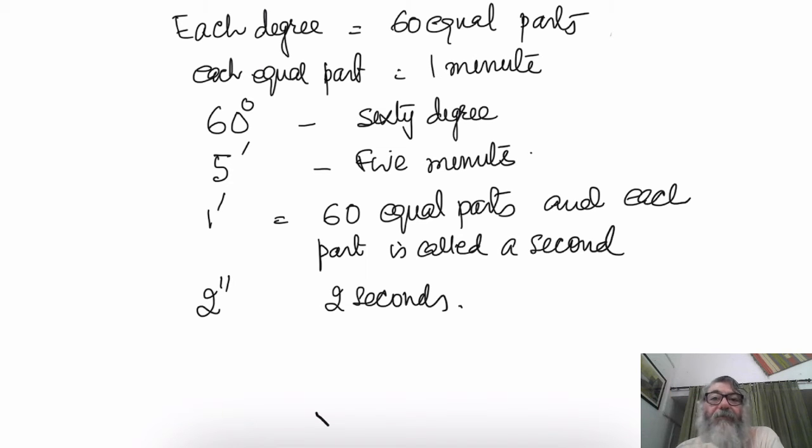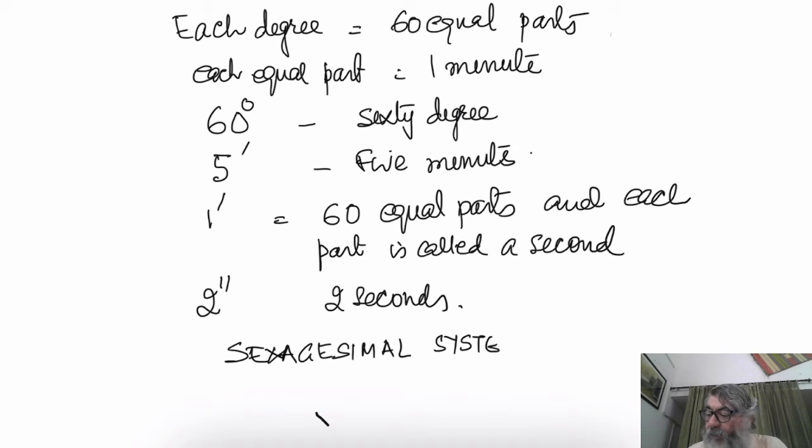This is the first kind of measurement, which is called the sexagesimal system of angle measurement. That's how we measure the angles in this system: degrees, minutes, and seconds.